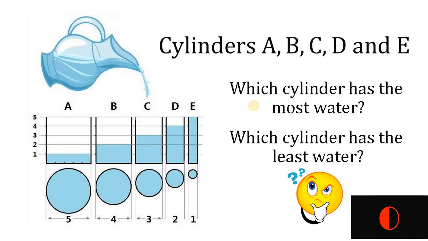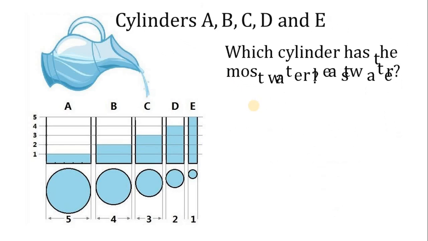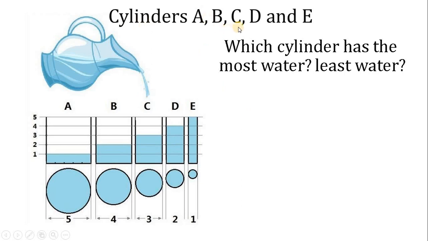Now, let's answer this question together. Given cylinders A, B, C, D, and E, we want to find which cylinder has the most water and the least water. Therefore, we need to find the volume of each cylinder, and we need the formula for the volume. The volume of a cylinder is given by pi times r squared times h, wherein r is the radius and h is the height.